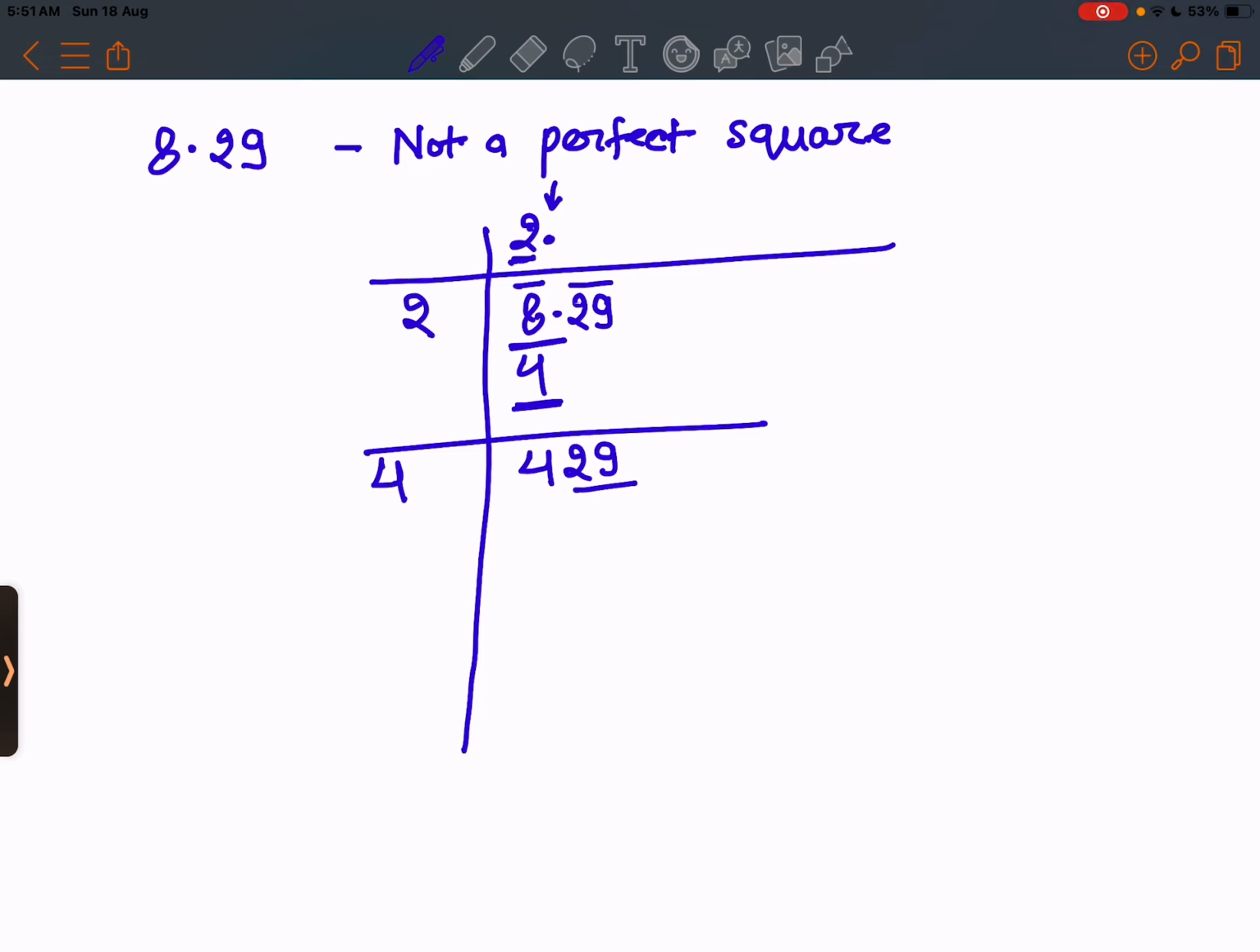Now we have to divide this. So 429, we have to think about what number will come here so that 429 would be completely divisible. So just take a random number. 47 into 7 would be 7 7s are 49, and 7 4s are 28. 48 into 8, 8 8s are 64.